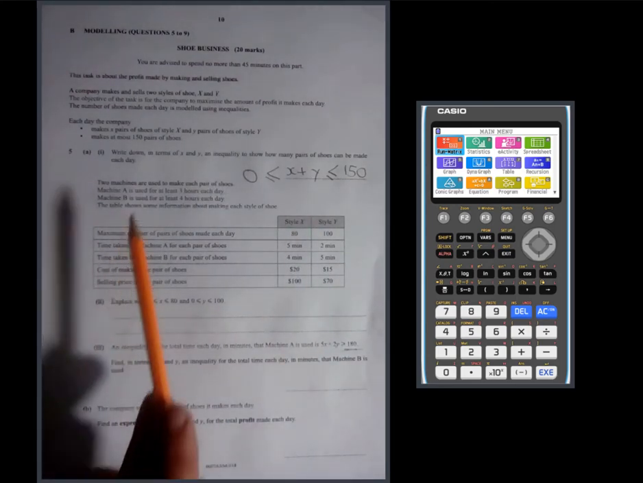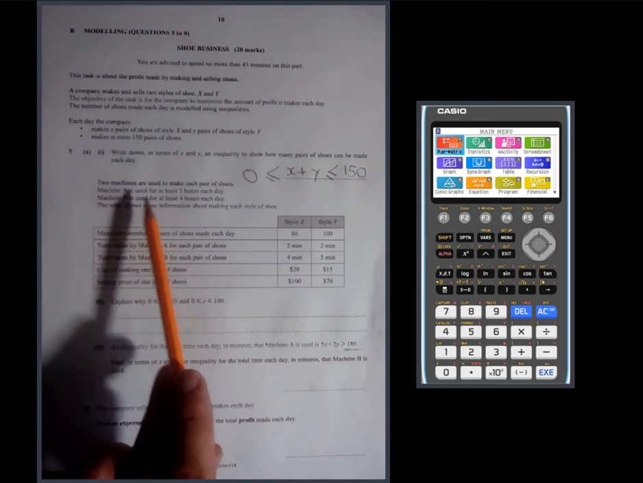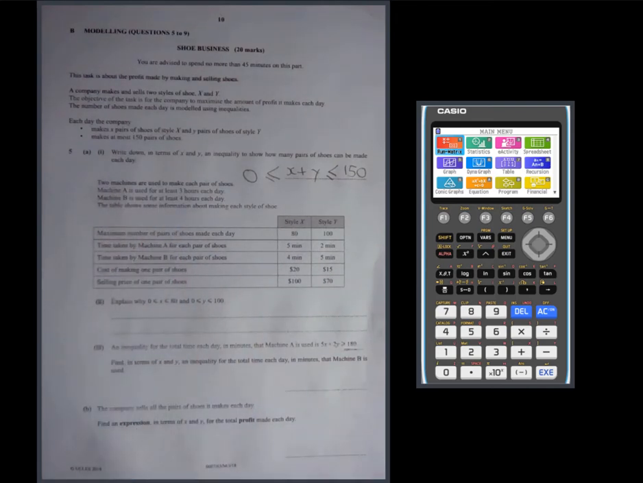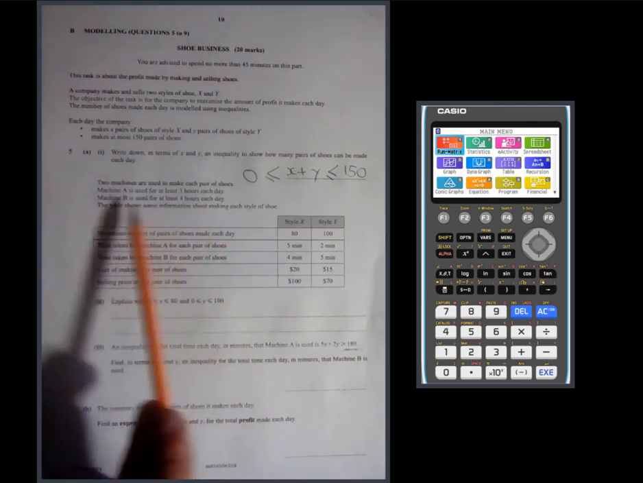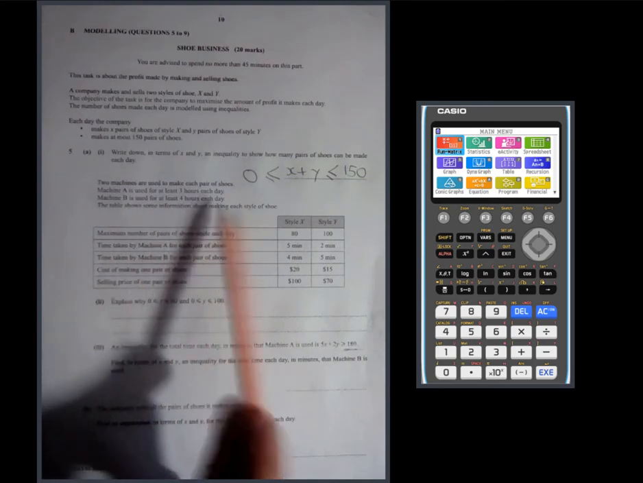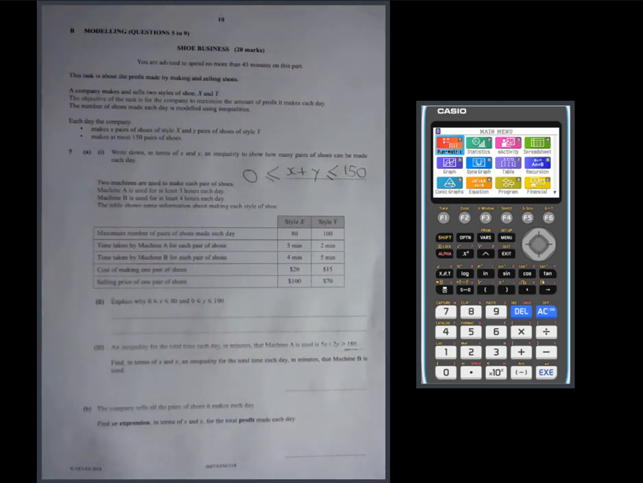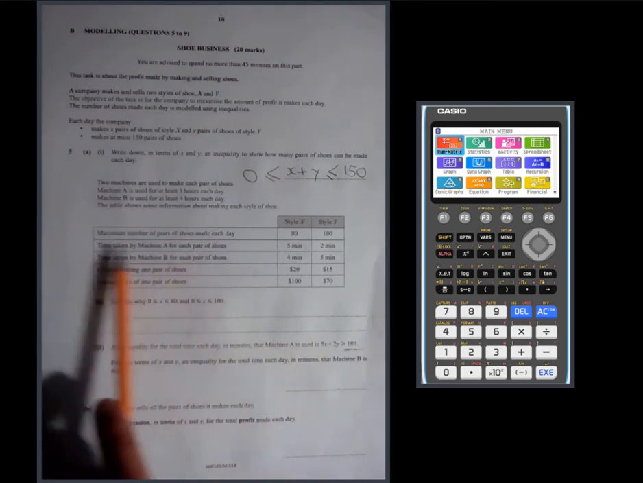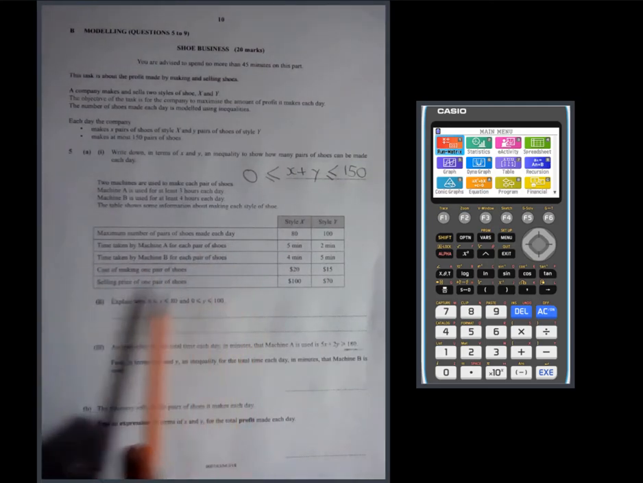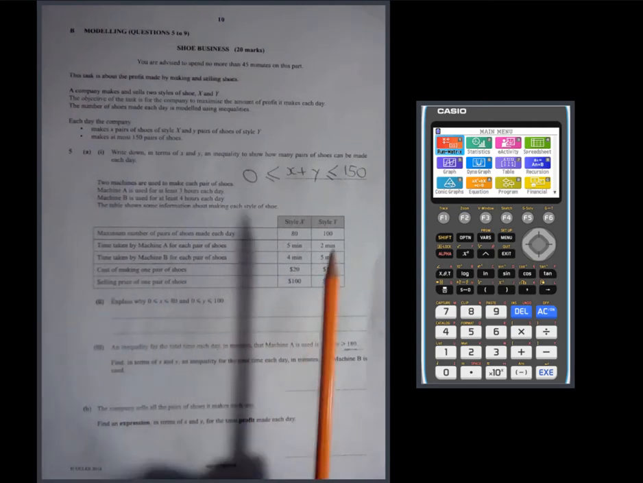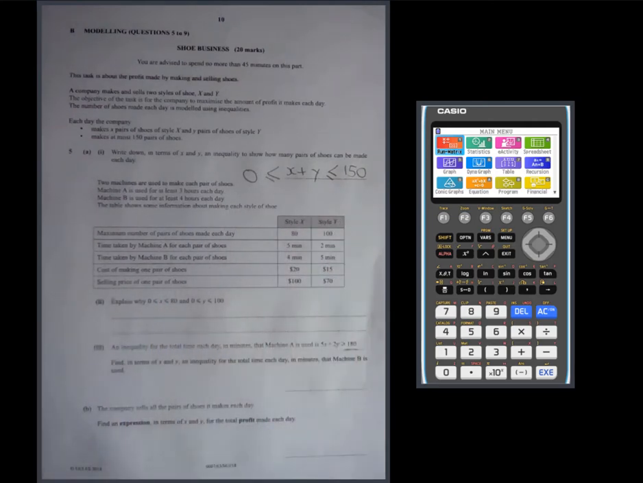So next piece of information. 2 machines are used to make each pair of shoes. Machine A is used for at least 3 hours each day. Machine B is used for at least 4 hours each day. The table shows some information about making each style of shoe. So we've got different rows in the table: maximum number of shoes you can make, time taken on machine A to make the shoes, time taken on machine B to make the shoes, the cost of making one pair, and the selling price. And we've got all of those numbers for both style X and style Y.